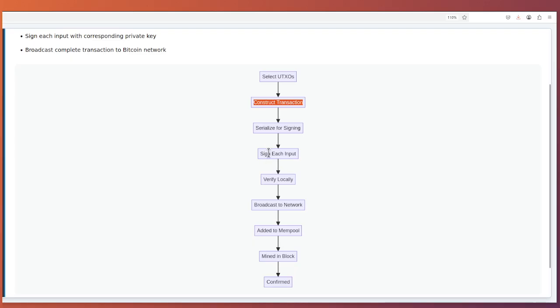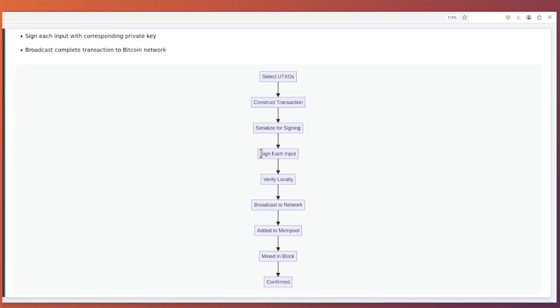Before signing, you need to prepare the transaction for signature generation. For each input, you create a version of the transaction where that input's ScriptSig is temporarily replaced with the ScriptPubKey of the output being spent. All other ScriptSigs are set to empty. You then append the SIGHASH type, typically SIGHASH_ALL, which is 0x01 as a 4-byte little-endian integer. This entire structure is then double hashed with SHA-256 to produce the message hash that will be signed.